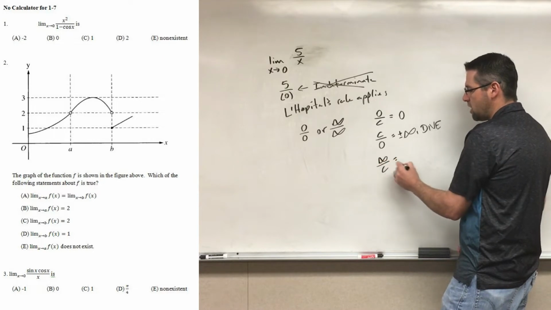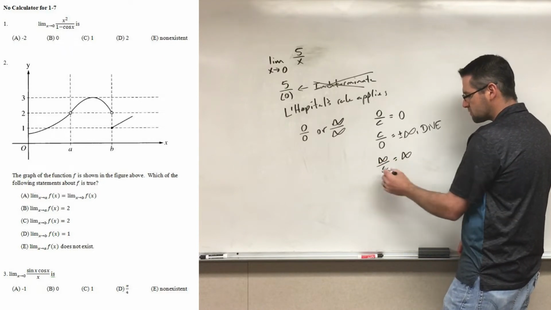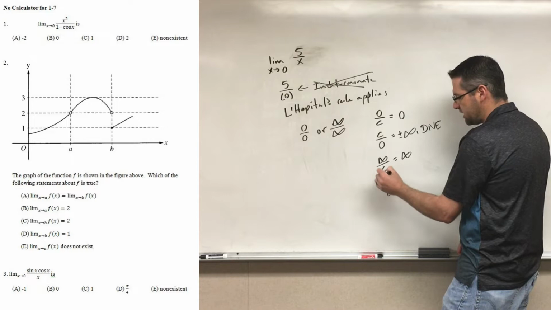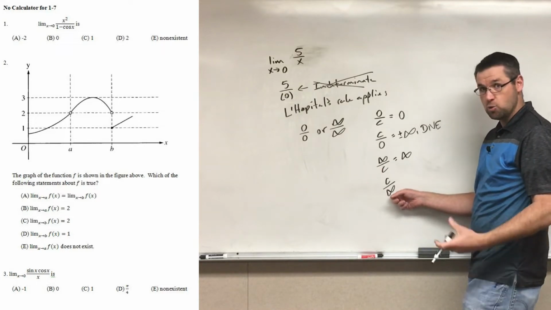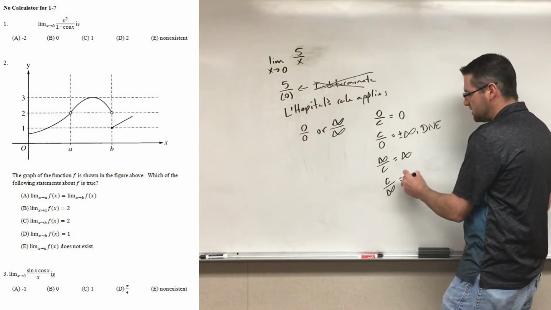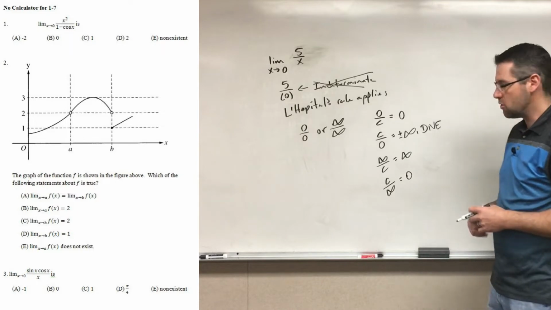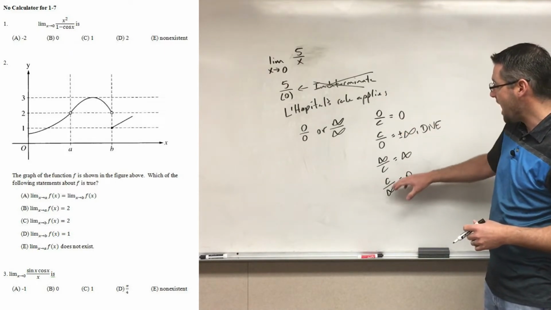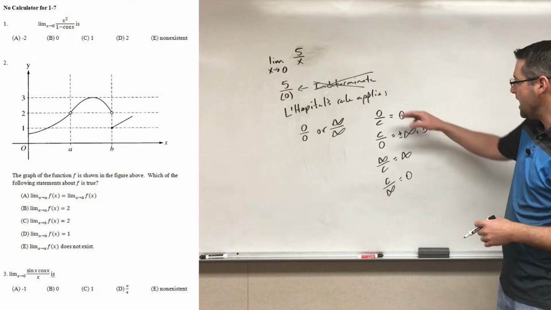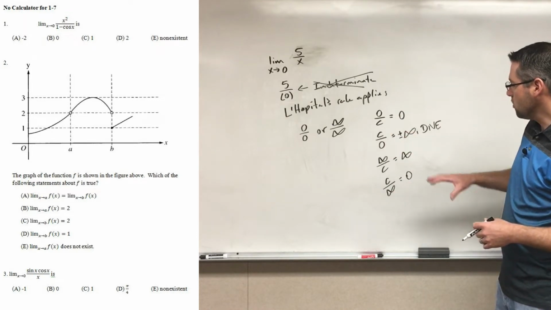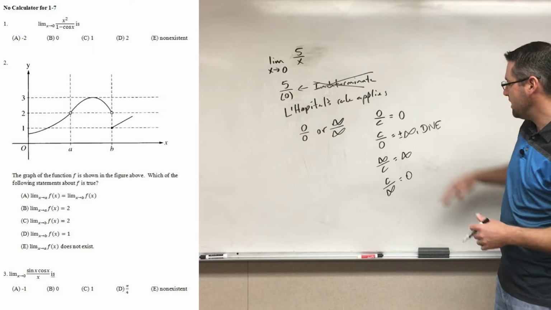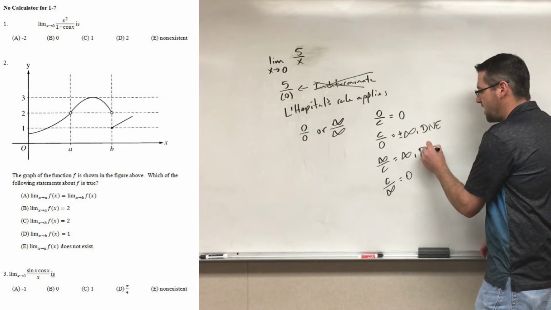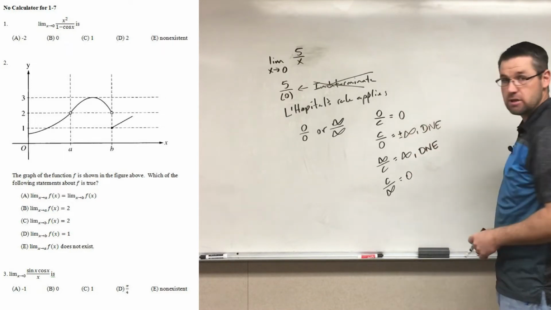Infinity over some constant is infinity, and then some constant over infinity. As the denominator gets really, really big, the result ends up being really, really close to 0. Again, these are limits. These aren't the actual values, okay? We're saying as x approaches infinity, as x approaches 0 here. So all of these are valid answers. All of these are valid answers. None of these are indeterminate.